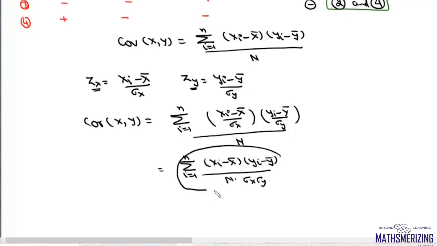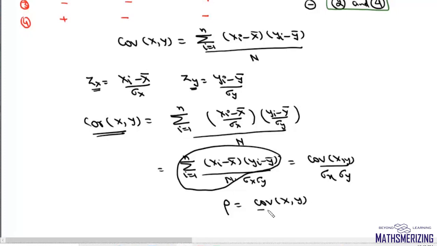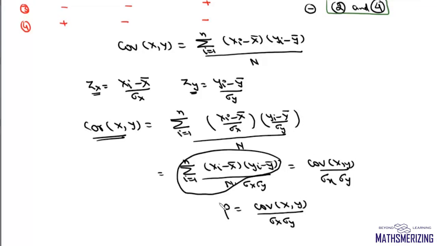Now this is nothing but the covariance of xy. So we can write this as covariance of xy upon sigma x sigma y, and we'll write this correlation coefficient as rho. So this rho will be covariance of xy upon sigma x sigma y. Now we have this rho, which is the coefficient of correlation.